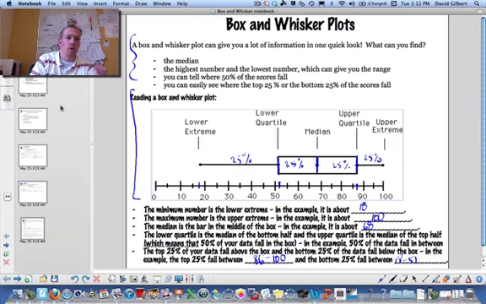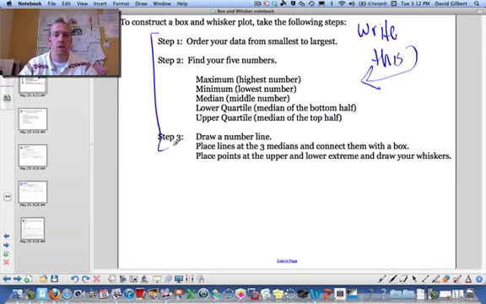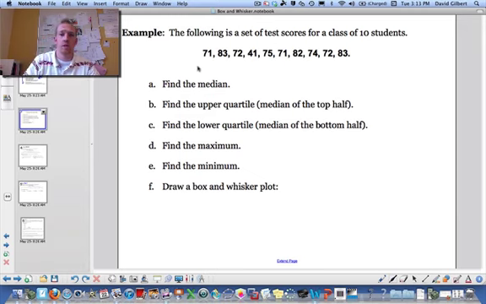Alright, so now write this down. These are your steps. Very easy to do if you write these steps down. So pause it now and write the steps down. Good, so you've written the steps down.